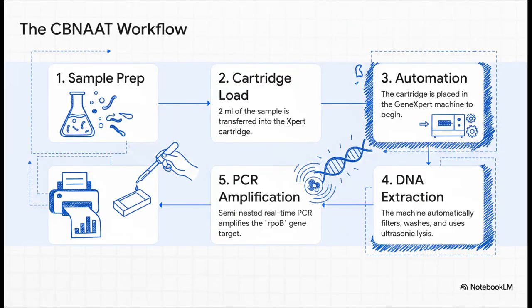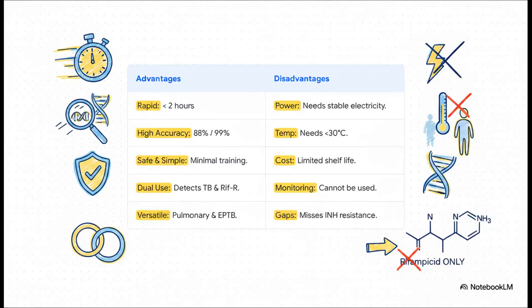And the workflow? For the person running the test, it's almost ridiculously simple. You take the sputum, mix it with a liquid that makes it safe and runny, pipette it into the cartridge, stick the cartridge in the machine, and just walk away. The machine does all the heavy lifting. It filters, it washes, it uses ultrasound to crack open the bacteria and get the DNA out, and then it runs the PCR. Less than 2 hours later, it spits out a result. It's incredible.